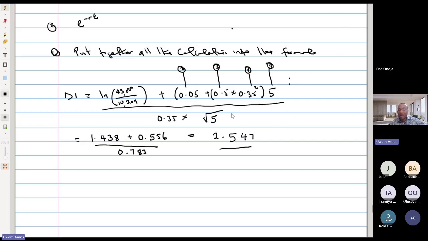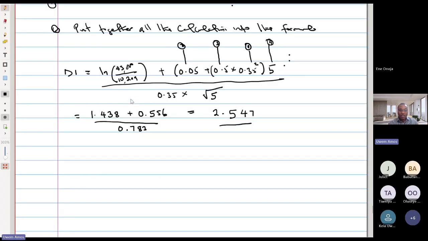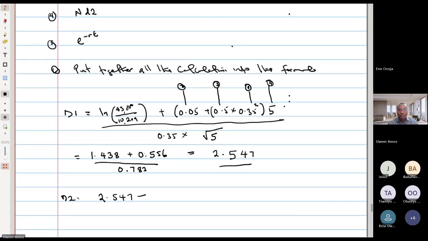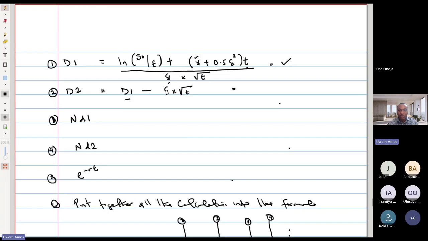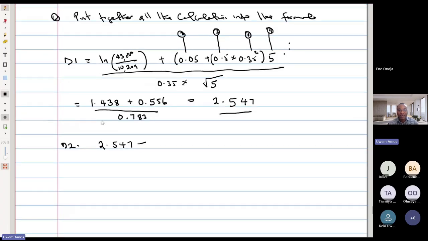All right. So we've calculated our D1. The next thing will be to calculate our D2. And the formula is very easy. Our D1 minus the standard deviation multiplied by the square root of t, which is what we have here. So it's going to be pretty straightforward. Our D1 is 2.547 minus the standard deviation multiplied by the square root of t. We calculated it before, which is what we have on the denominator, 0.783. So we just copy that down, 0.783.